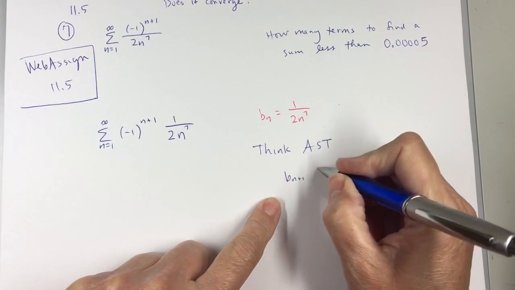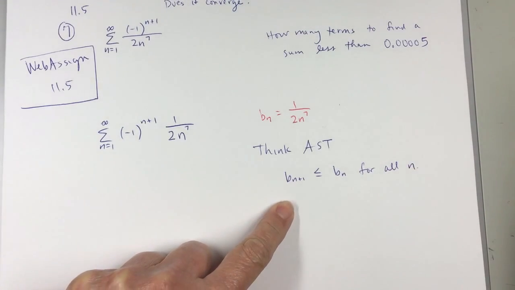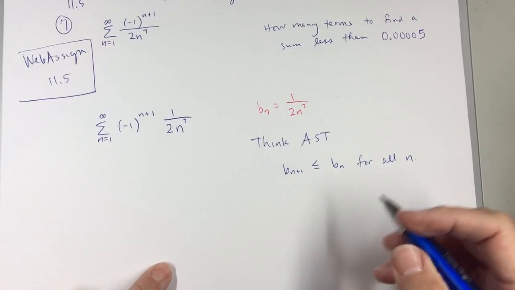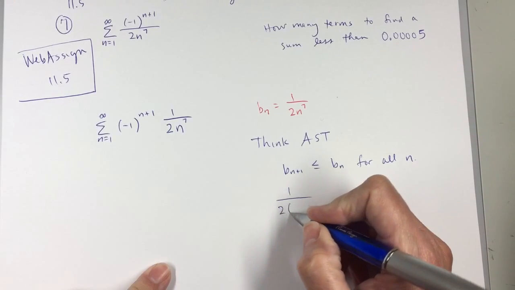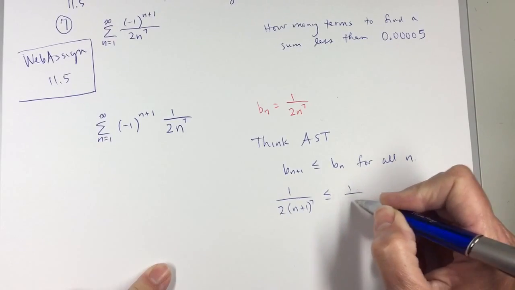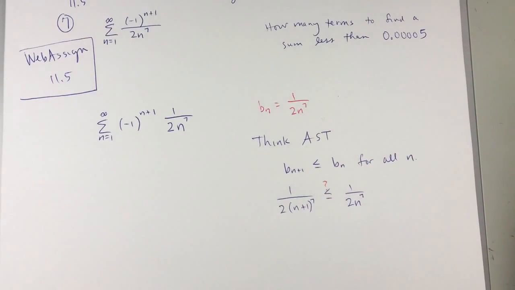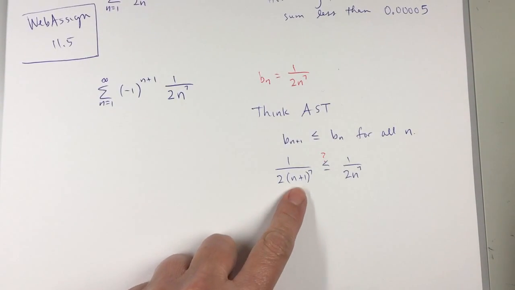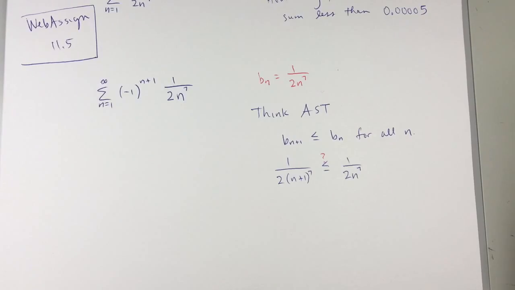b sub n plus 1 is less than or equal to b sub n. The theorem says for all n, but for all n eventually. And that certainly is true on this problem, because I would have 1 over 2 times n plus 1 to the 7th. Is that less than or equal to 1 over 2n to the 7th? I'll put a little question mark there because that's what we're trying to answer. And that is true for all n, because the denominator on the left is getting bigger and bigger, so the fraction's getting smaller and smaller, getting closer to 0.